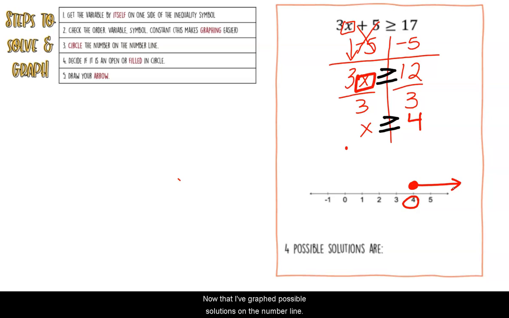Now that I've graphed possible solutions on the number line, I can list some of them. So one of the solutions we can see, because of the closed circles, would be 4. Another solution you can see from the number line would be 5, but you can also think of many, many numbers, infinite numbers in fact, that are going to be greater than or equal to 4. So I could even put 100.